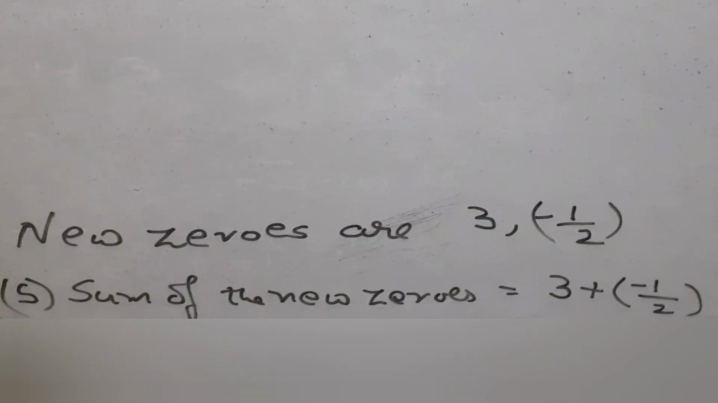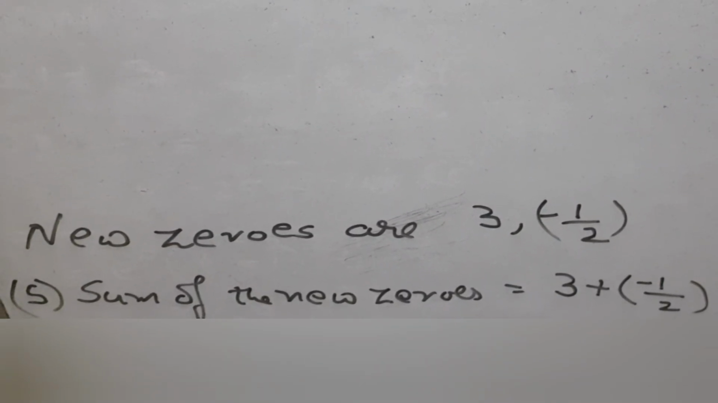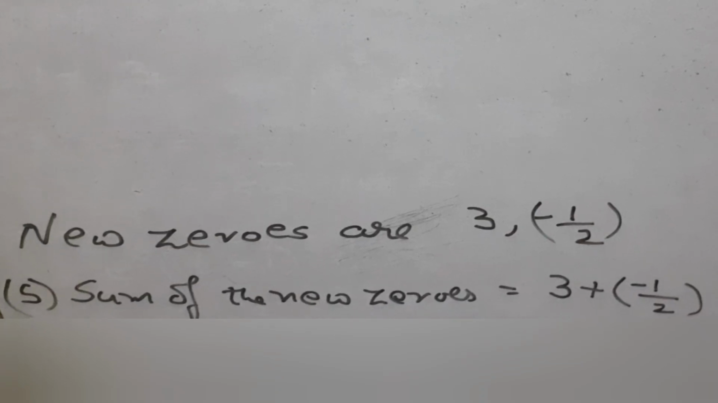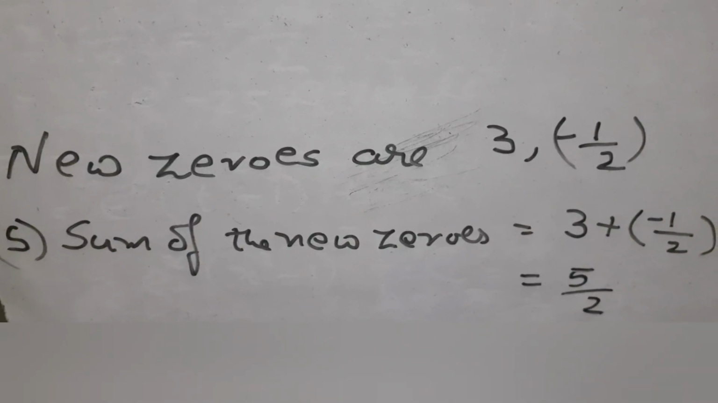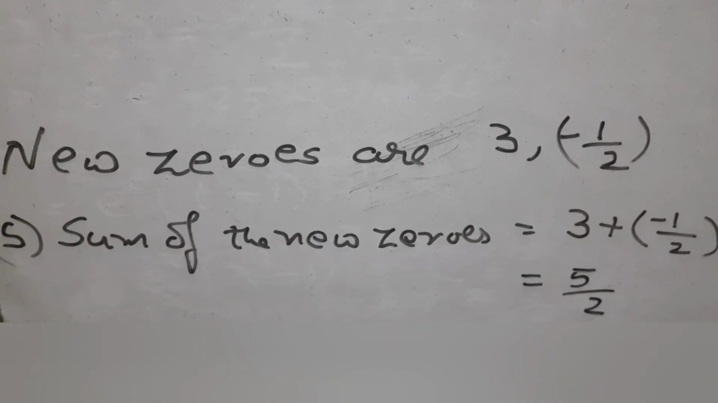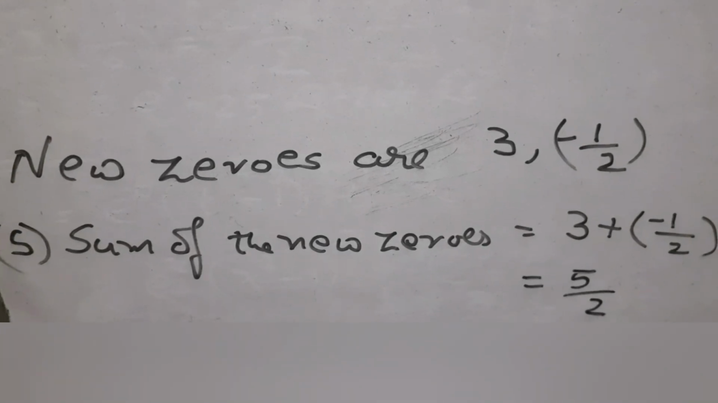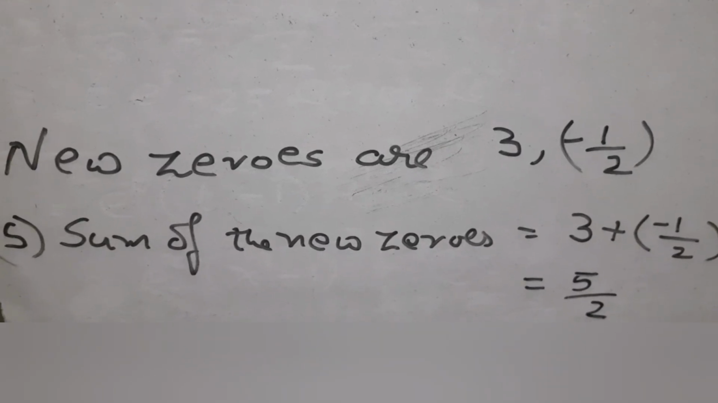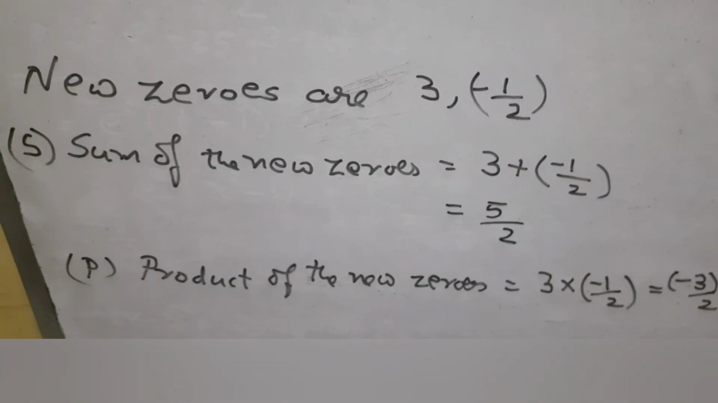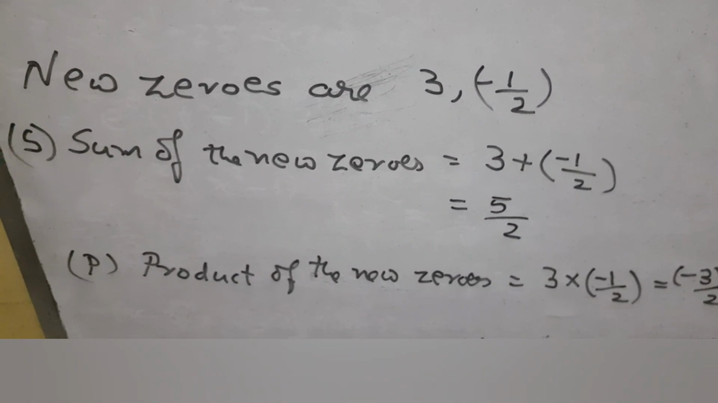To construct the new polynomial, we will first find the sum and product of the new zeros. So, we find the sum 3 plus minus 1 by 2 and the product 3 into minus 1 by 2. So the sum of the new zeros s is 5 by 2 and the product of the new zeros p is minus 3 by 2.